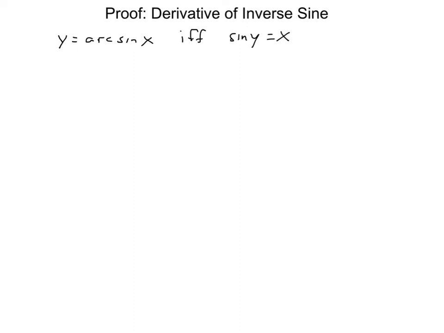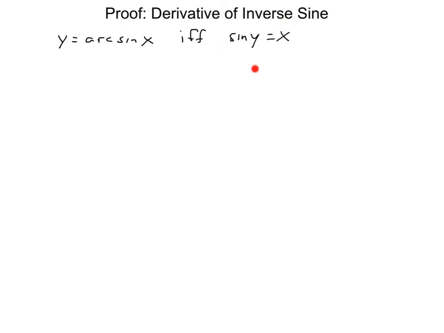So what I'm going to do at this point is we're going to go through the proof for the derivative of the inverse sine. You're going to be asked to prove some of the other ones as well. But for the proof of the derivative of the inverse sine, we're going to use the fact that y equals the inverse sine of x if and only if the sine of y equals x. Now we're going to use this to find the derivative of the inverse sine.